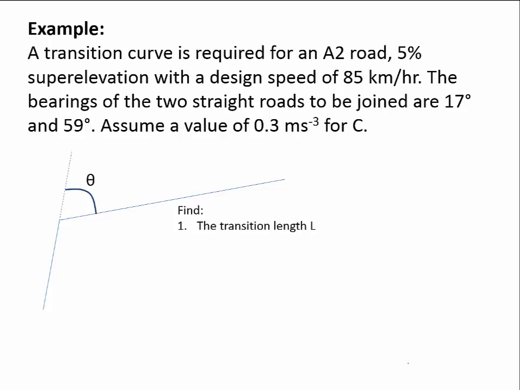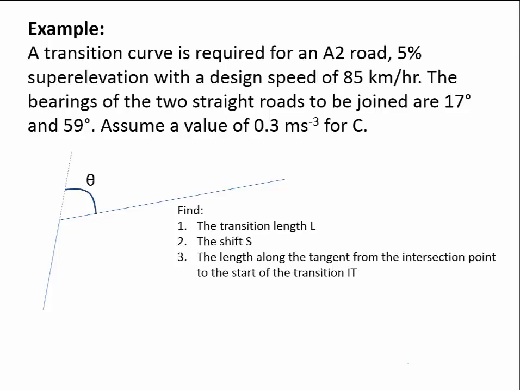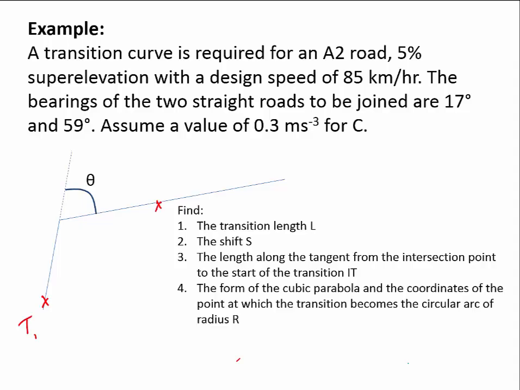To do that, we need to find the transition length, the shift, and we've got equations for both of those. The length along the tangent from the intersection point to the start of the transition, IT. Okay. So we've got our transition points T1, T2. We've then got a second transition pair of points. Let's call them T3, T4, between the circular curve and the transition curve.